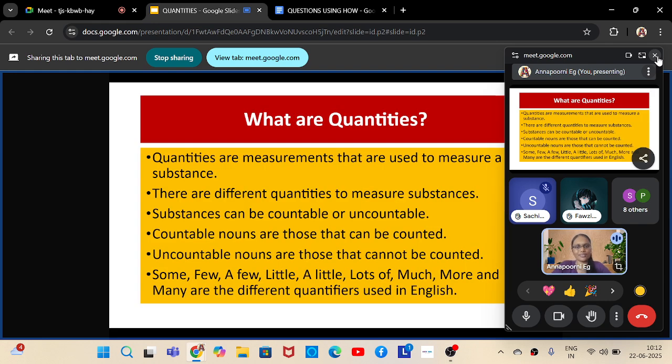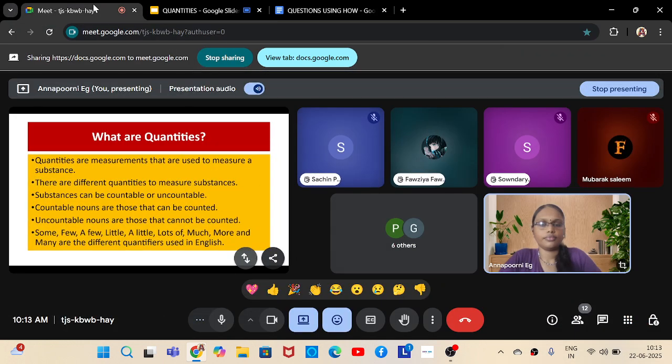So now let us see what quantities are first. This is the question. First question is, what are quantities? What do you call quantities in Tamil? அளவுகள், Alavugal, exactly. Alavugal is what we call quantities. Quantities are measurements that are used to measure a substance. It can be any measurement that is used to measure a substance. And there are different quantities to measure different substances.